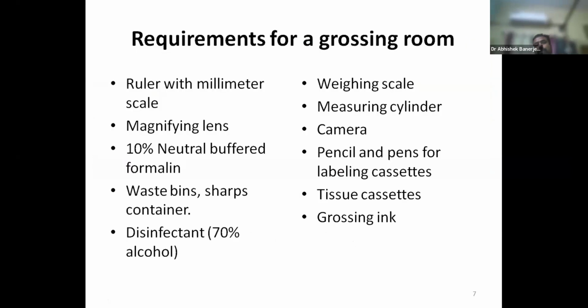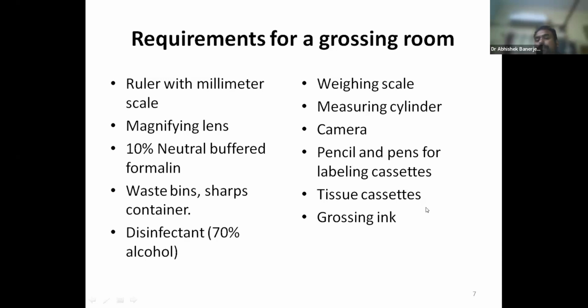The grossing room requires a ruler with a millimeter scale, magnifying lens, waste bin, sharps container, disinfectant, weighing scale, measuring cylinder, pencil, pens, etc., and grossing ink. Out of this, the ruler is a very important thing, as is the magnifying lens. For small specimens or section specimens, you can also use a stereo microscope if you can buy that. Then you have to keep sharps. Then you have to keep a measuring cylinder.